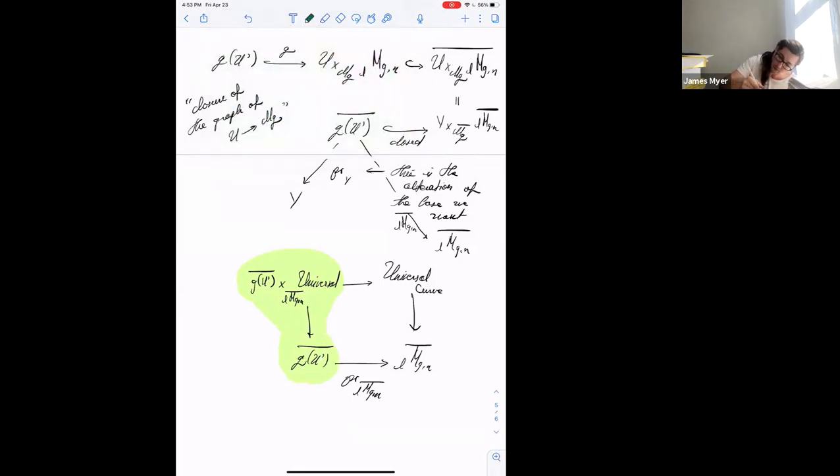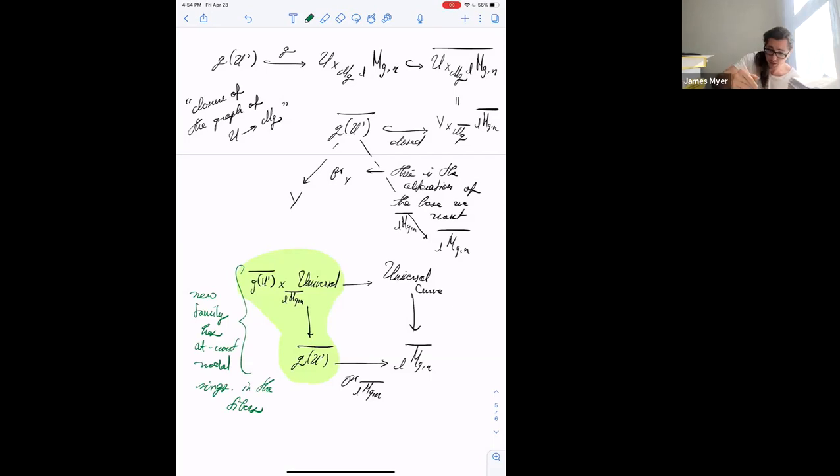So this new family has at worst nodal singularities in the fibers. That's the big step. That's why you want to use the moduli space at all. It's because you know some stuff about its geometry.